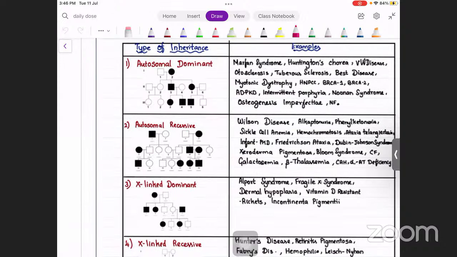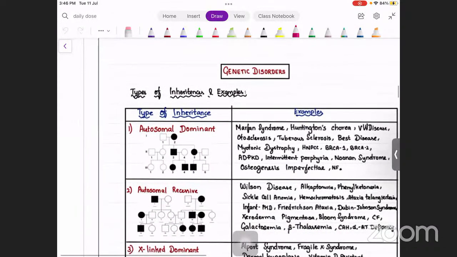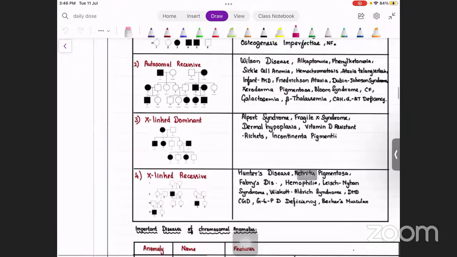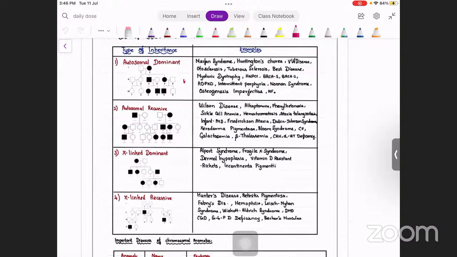Okay, speaking about genetic disorders, we have types of inheritance and examples. The first one is autosomal dominant. All picture-based questions are important, and their examples are important. In the last FMGE, you got 2 questions from this page itself. So this is also one of the pages you should read prior to moving on to the exam.